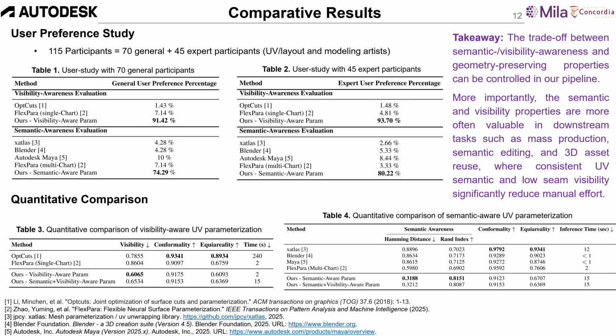Second, we report automatic metrics for semantic awareness, visibility awareness, and geometry preservation. Our method consistently performs better in terms of semantic and visibility quality. One important takeaway is that this improvement comes with a small trade-off. We sacrifice a bit of geometric accuracy, meaning slightly more distortion, but this is expected when optimizing multiple goals at once.